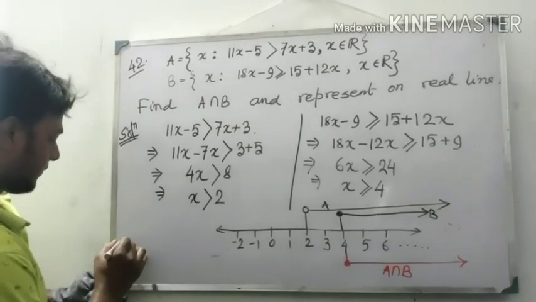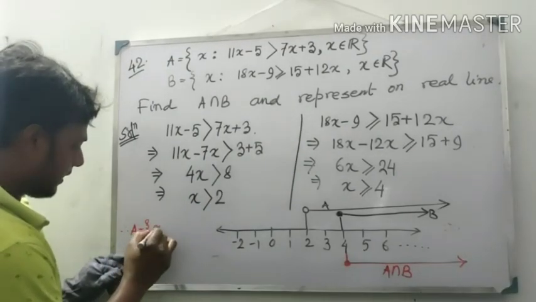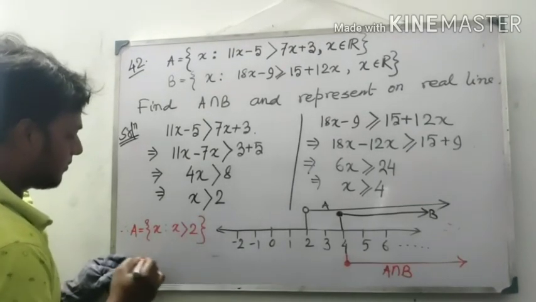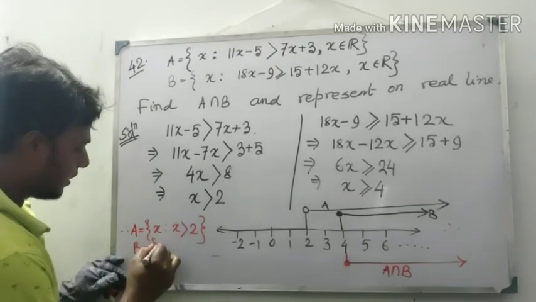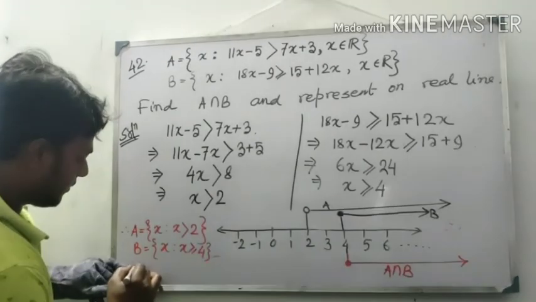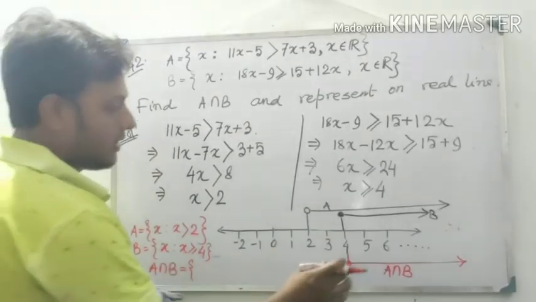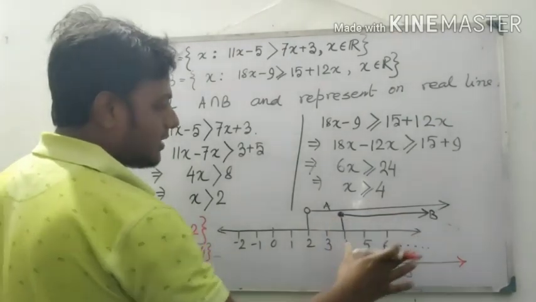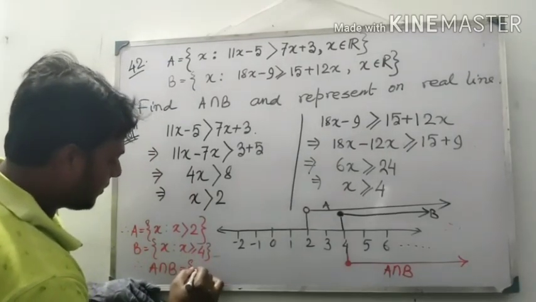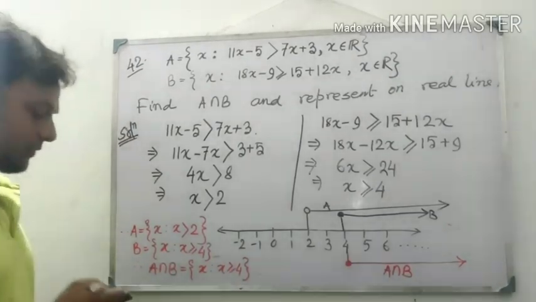So right here, I am giving the declaration: A equals {x such that x greater than 2} and B is the set of those numbers which are greater than or equal to 4. Therefore, for A intersection B we get the common zone. See, this zone is in A as well as in B. So A intersection B equals {x such that x greater than or equal to 4}. This completes the solution. Understood?